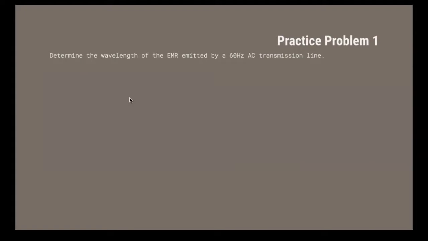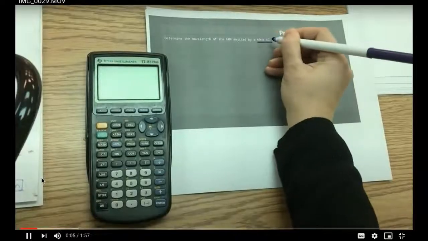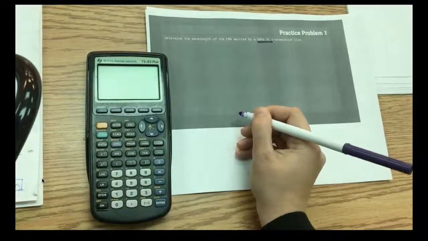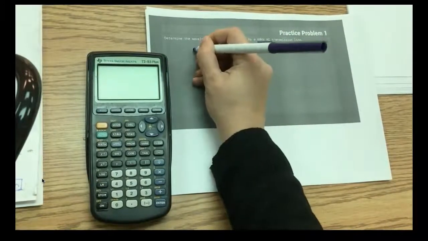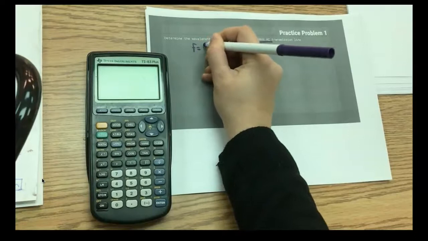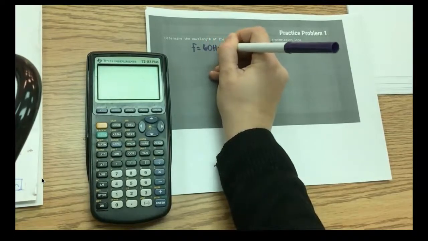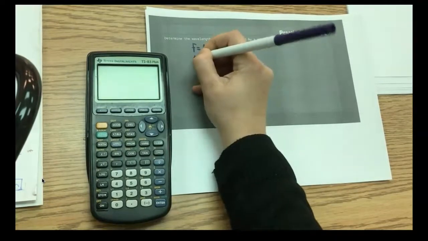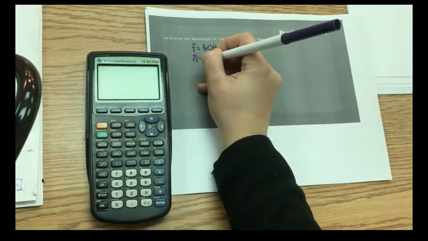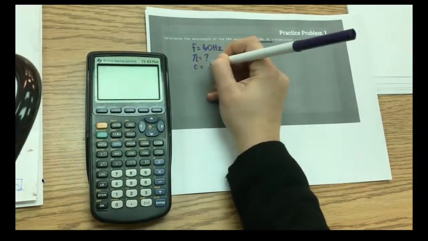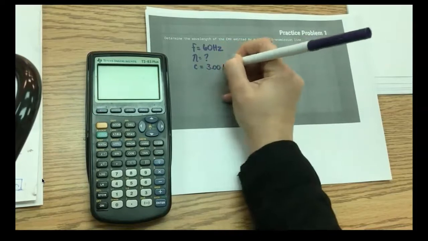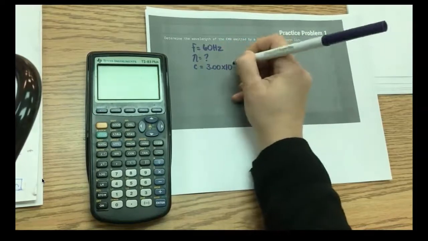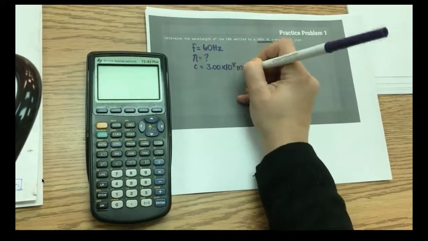So the very first practice problem says determine the wavelength of the EMR emitted by a 60 Hz AC transmission line. So to solve this question, remember that we're looking for wavelength and we are given a frequency of 60 Hz. So I always like to start off the question by writing out the information that I have. Remember I'm going to be looking for wavelength, and my little c in my formula is always going to be 3.00 times 10 to the 8 meters per second.